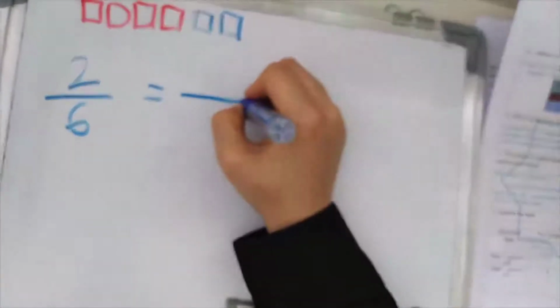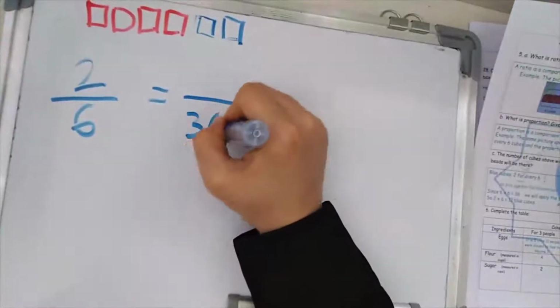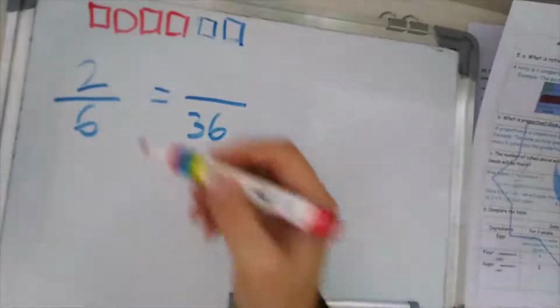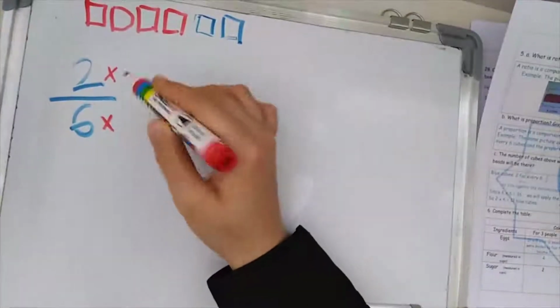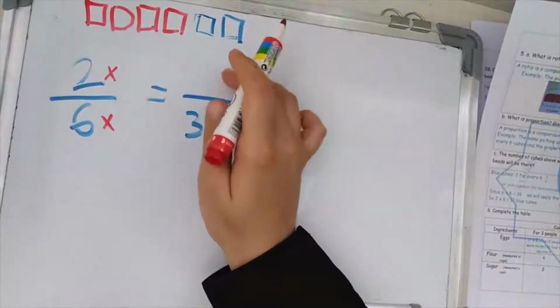As you can see, the denominator 6 must be replaced by 36, right? Because the question said the number of cubes were increased to 36. This must be equal to something out of 36. Since the ratios must be equal, I have to look for a number. When I multiply up and down there by the same number, I get the ratio I'm looking for.